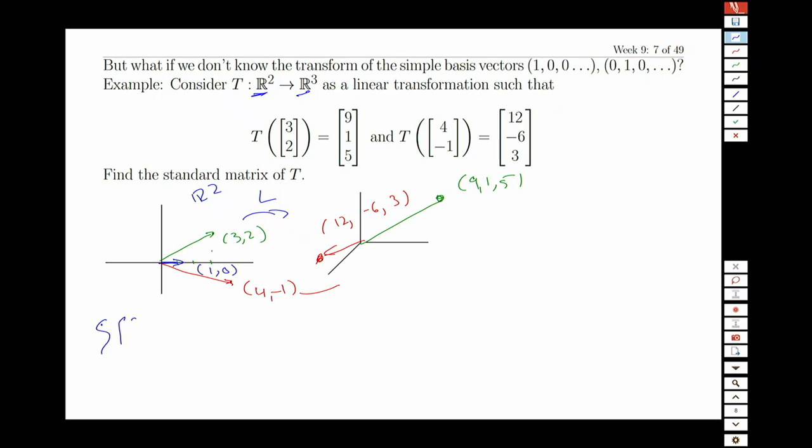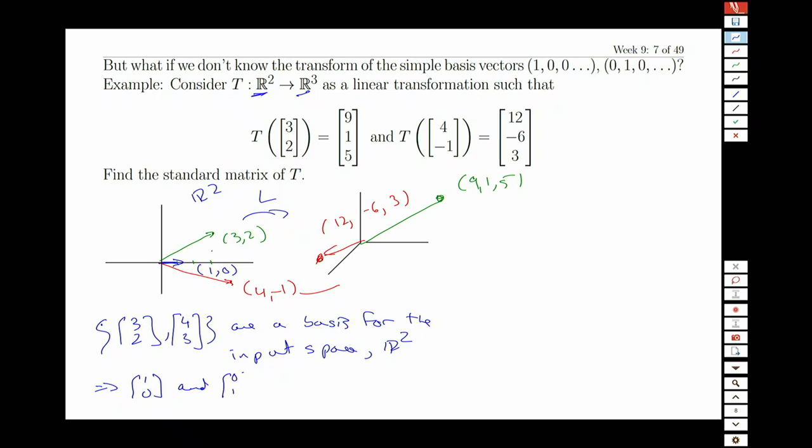We have the vector 3, 2 and the vector 4, negative 1. Those together are a basis for the input space R2. And that means that 1, 0 and 0, 1, the 2 elements we need for the standard matrix, are in the span of 3, 2, 4, negative 1.